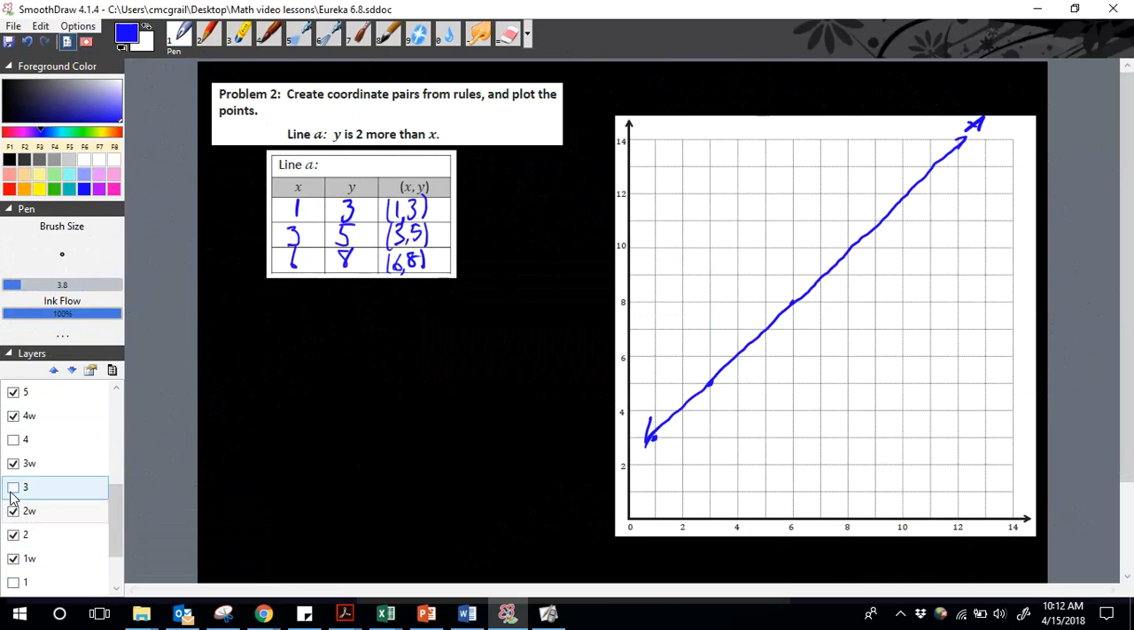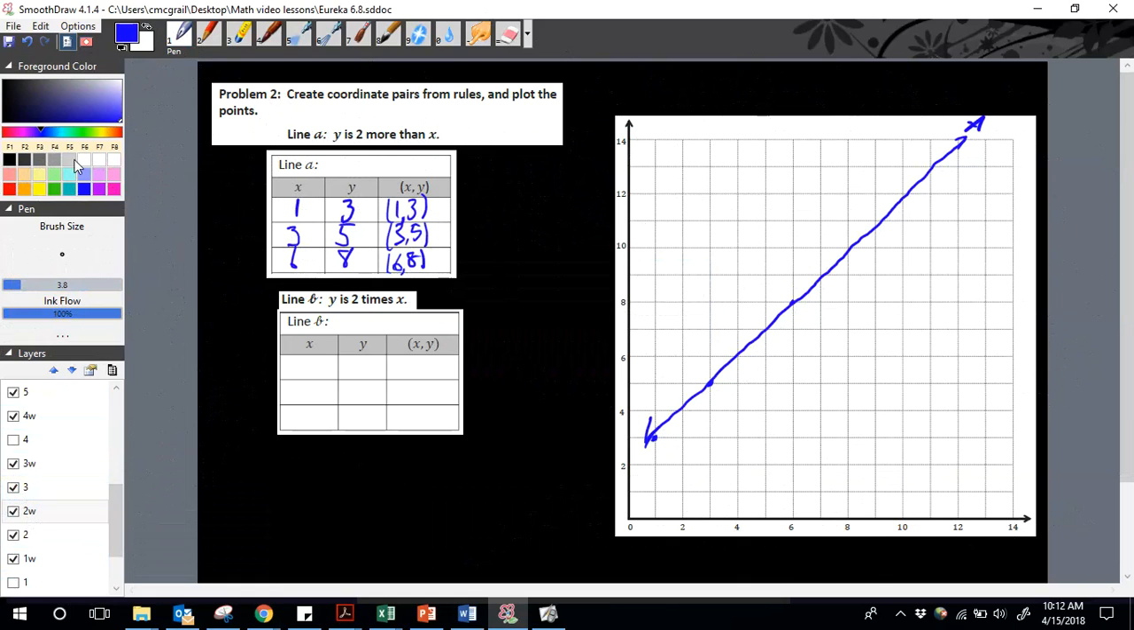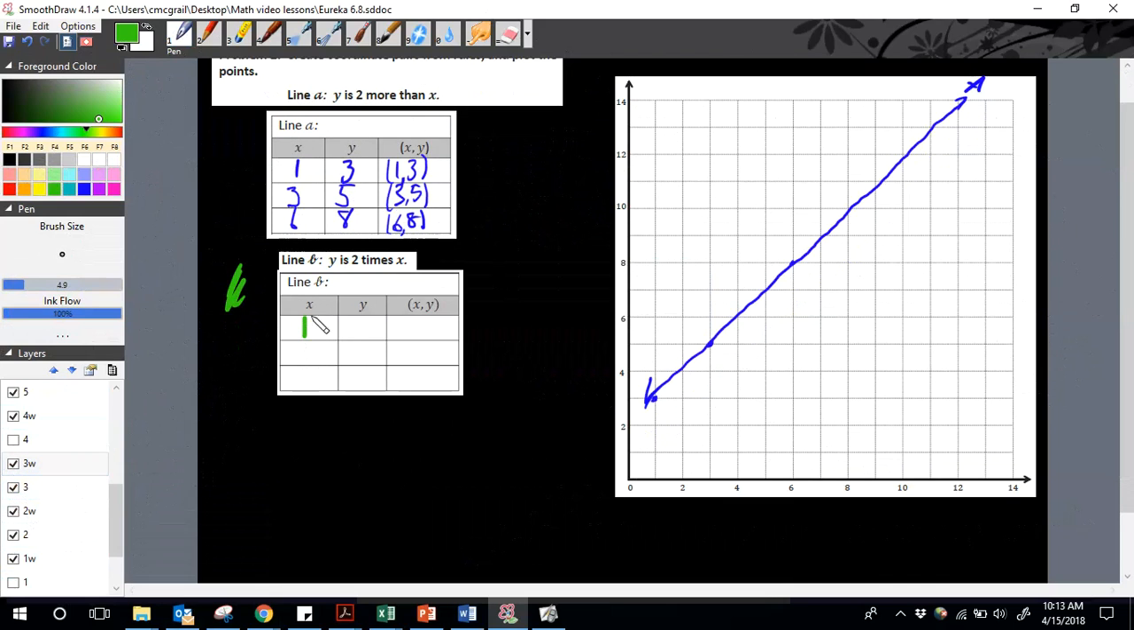Let's take a look at line B. Line B says y is 2 times x. So if I choose x is 1, then y is going to be 2 times that, so it's going to be 2. So it's going to be 1, 2.